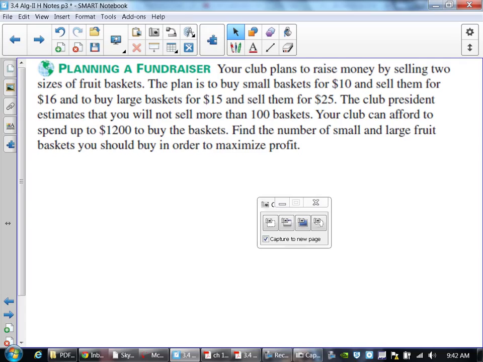So if we just read it carefully, just to get the gist of what's going on. Your club plans to raise money by selling 2 sizes of fruit baskets. The plan is to buy a small basket for $10 and then sell it for $16. Buy large baskets for $15 and sell them for $25. The club president estimates that you will not sell more than 100 total baskets. Your club can afford to spend up to $1,200 to buy them. Find the number of small and large fruit baskets you should buy in order to maximize profit.